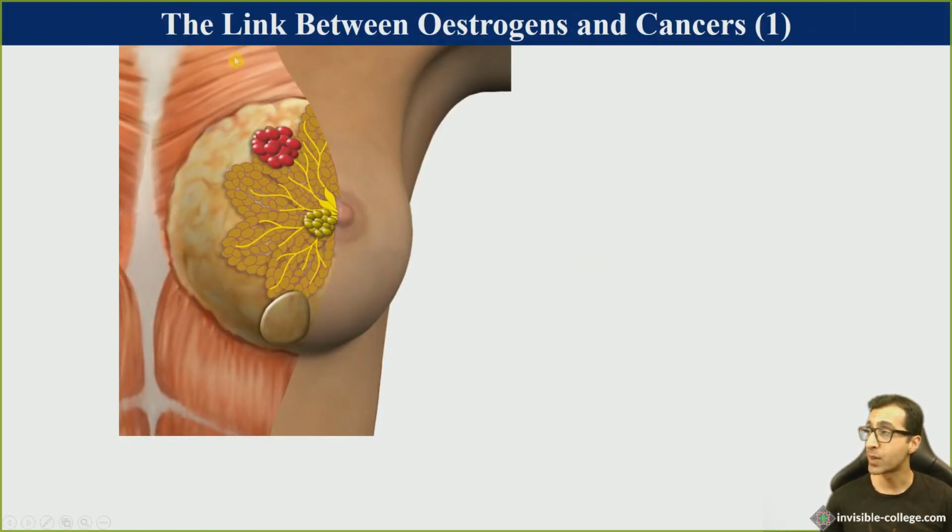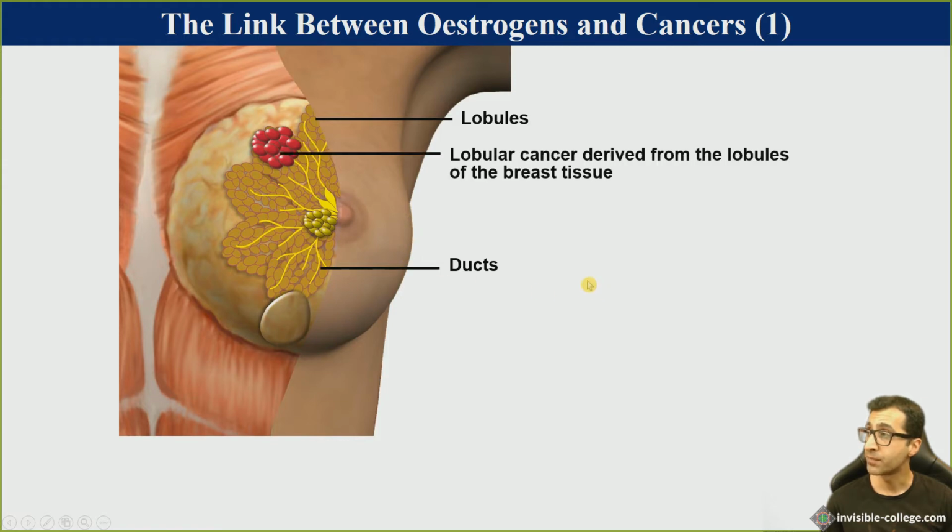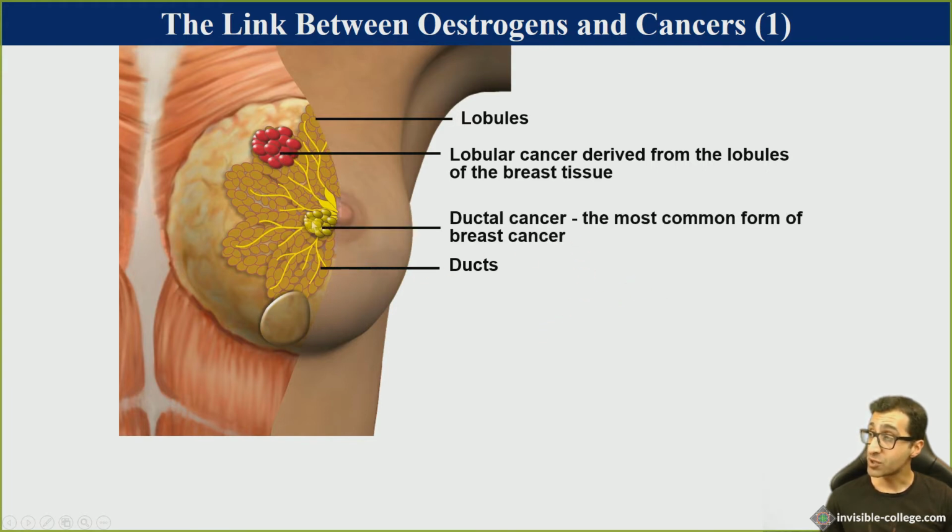So here we see a cutaway diagram of the anatomy of the mammary gland. Here we see the lobules, which are responsible for the formation of the milk by the mammary gland. Here we can see the ducts leading from those lobules. And these are the locations where lobular cancer can be derived from the breast tissue itself. You can also get ductal cancers, and these are in fact the most common form of breast cancers, and these arise as a result of the uncontrolled division of the cells of the ducts of the breast tissue.